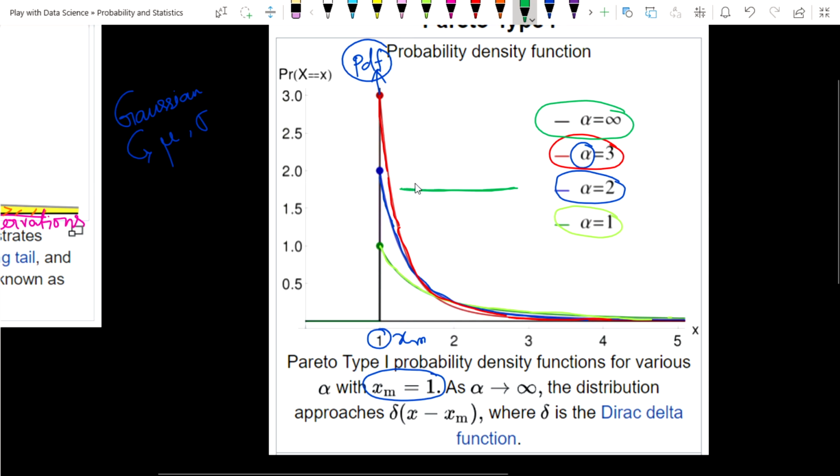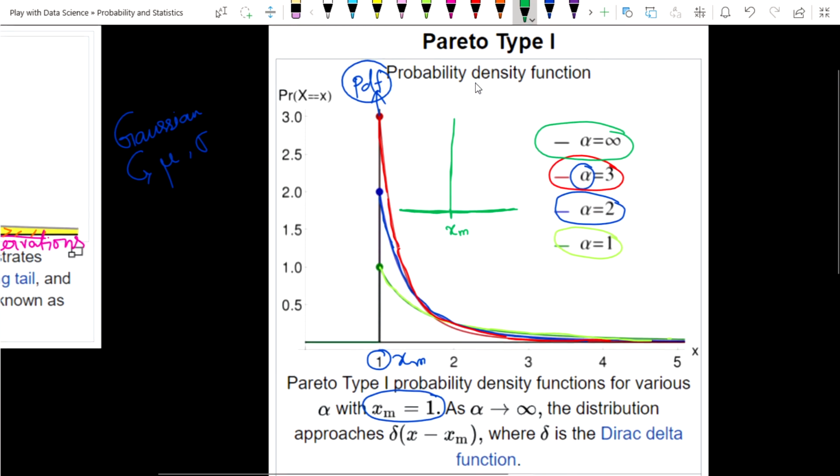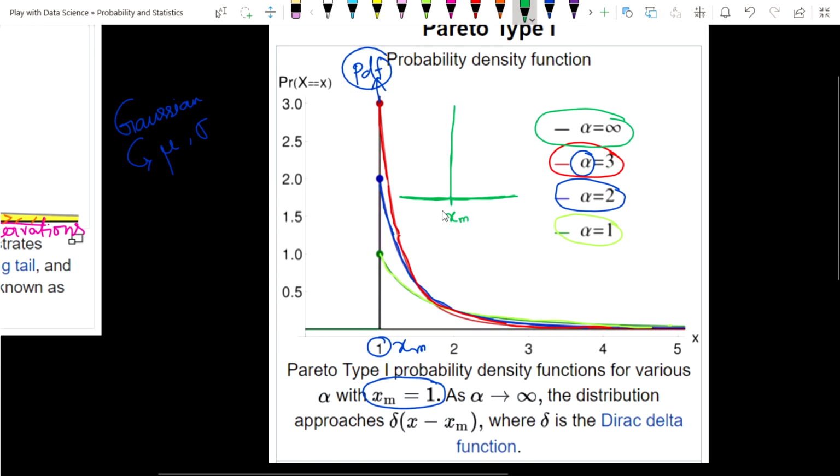Just see these things. It takes zero, and at a certain point, here xm, it takes the value, and after xm it takes the zero value. Okay. This is the function that we are considering when taking alpha equal to infinity. This is the main thing. This is the probability density function of the Pareto distribution.